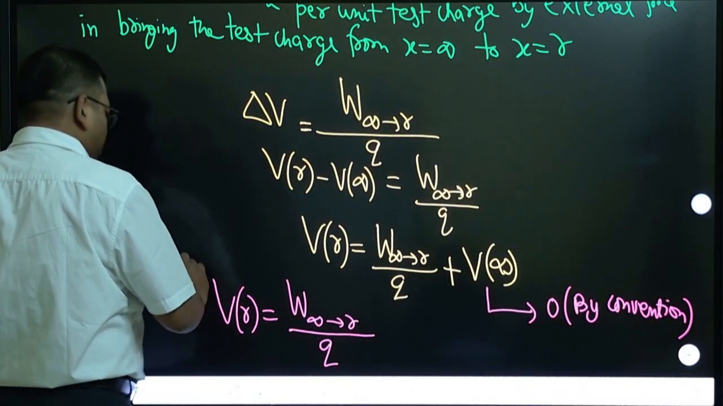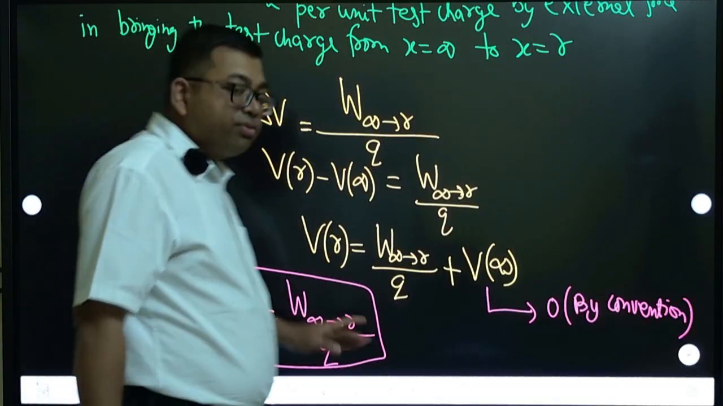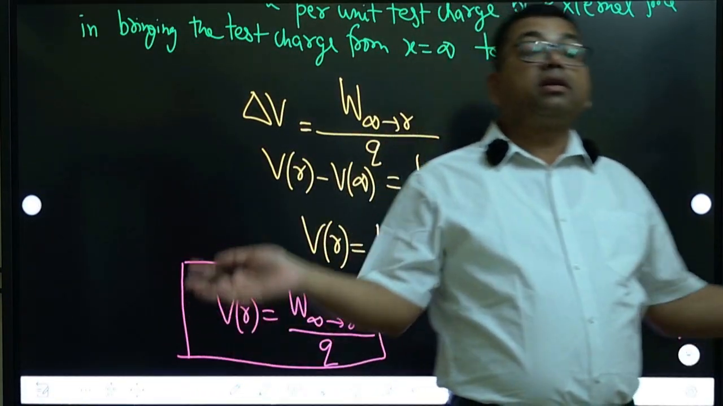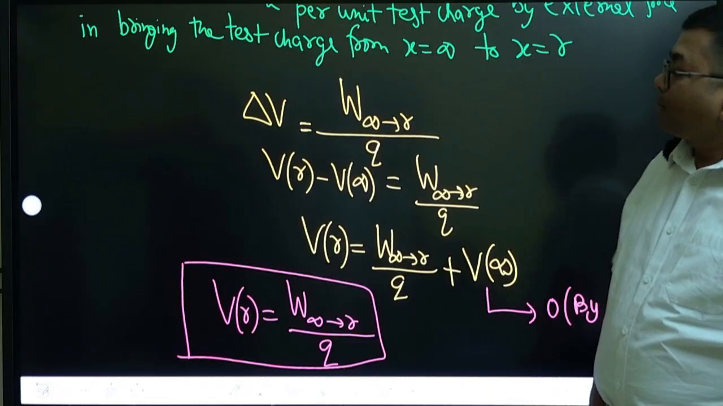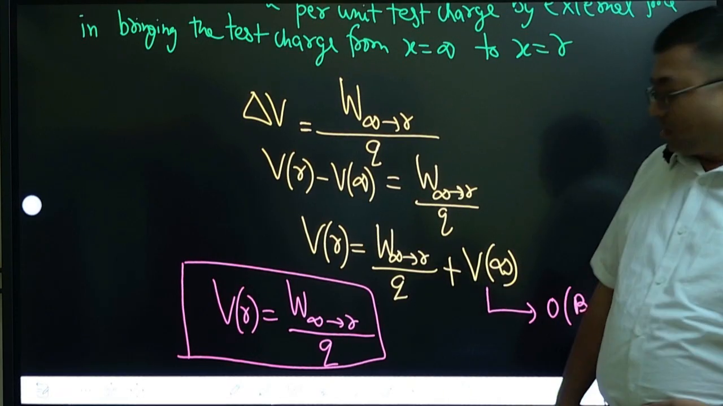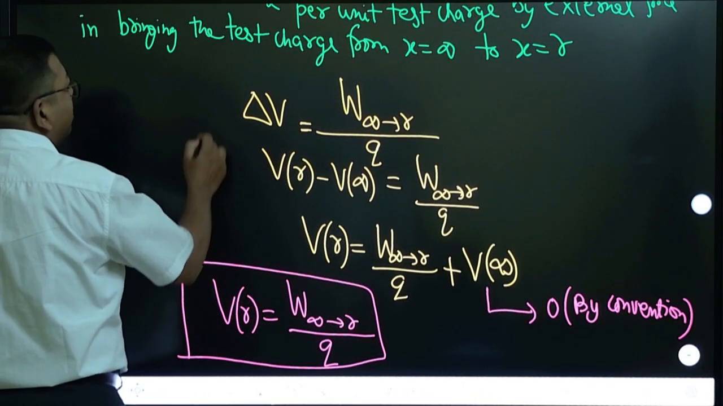So all these definitions are there, but the main thing in all these formulas is the work done in bringing the charge from infinity. Let us calculate that work done. Then we can write these formulas. So work done calculation we will do quickly.